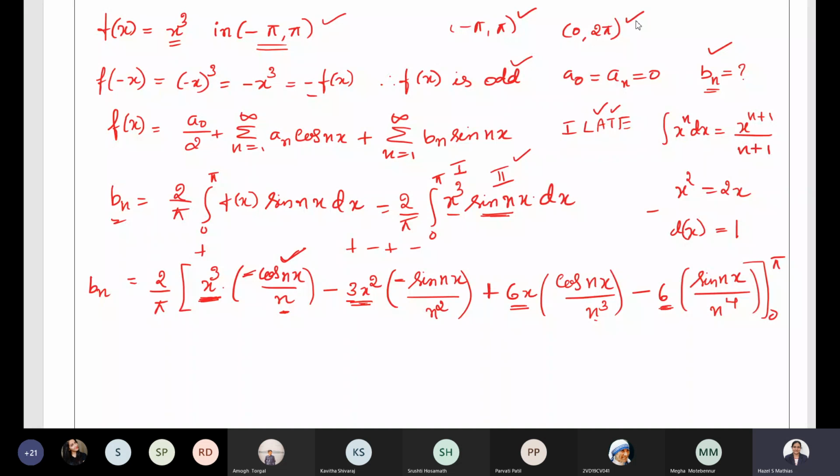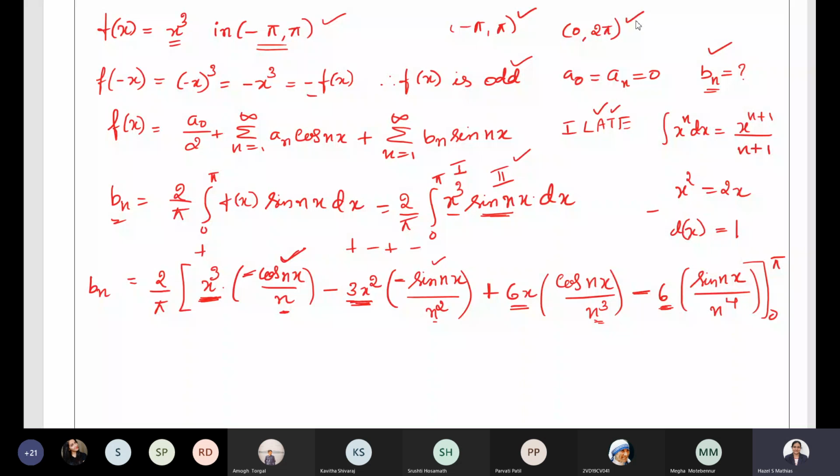Next, plus. Now differentiate 3x square. Differentiation of x square is 2x. So 2 into 3, it will be 6x. Now integrate this term. Integration of sin is minus cos, so minus of minus will become plus cos nx divided by n, and previously we have n square, so it will become n cube.